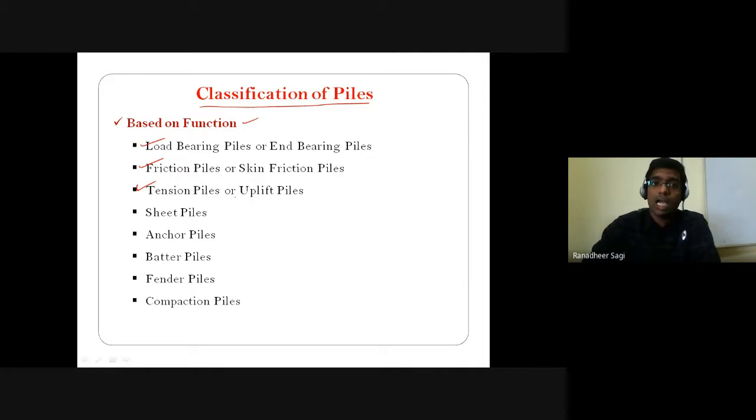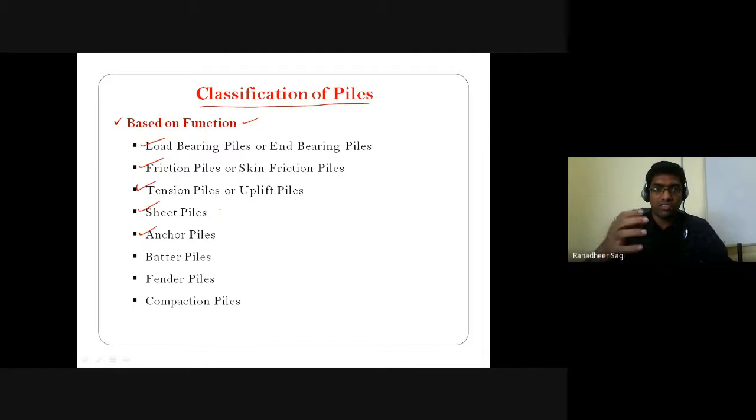Tension piles are uplift piles, piles subjected to what are called uplift forces. Sheet piles, anchor piles. Sheet piles, in the sense, are used in the construction of retaining structures to prevent failure of the slopes in the retaining soil, which is to be retained before the construction of your retaining structure, or in cases of open excavations that you are required to carry out in the construction of your foundation.